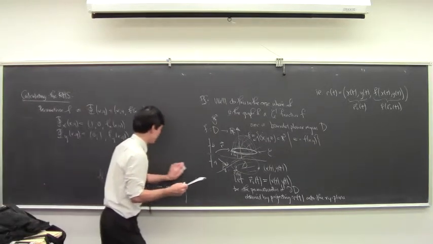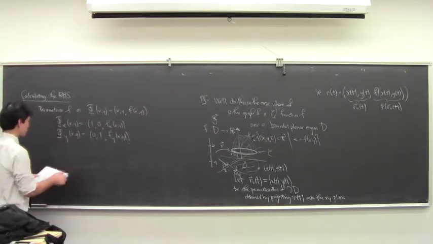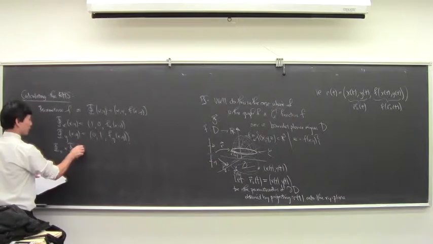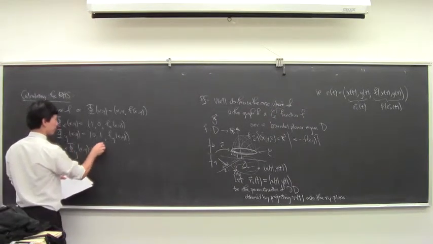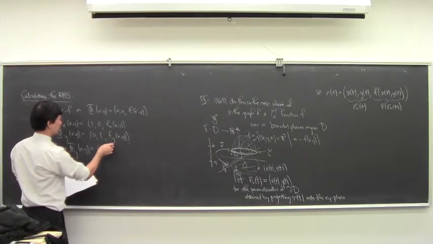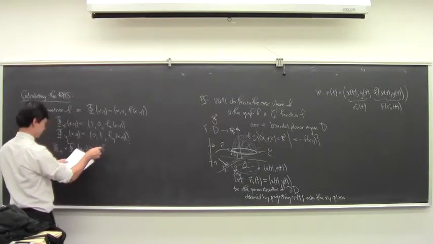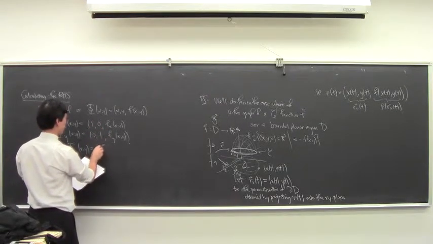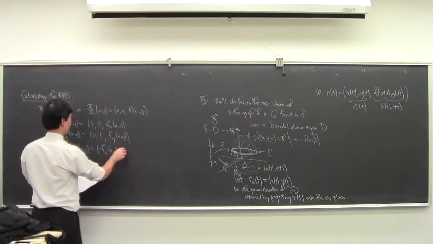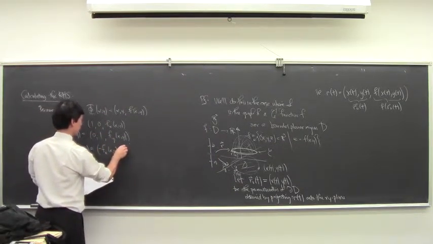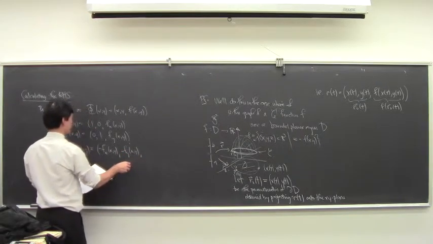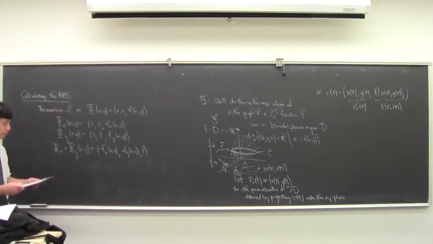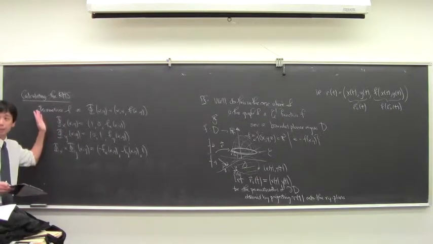And then we want to get a normal vector. So we take a cross product, and we get negative f sub x, negative f sub y, and then 1. And that's good, that's the upwards normal.